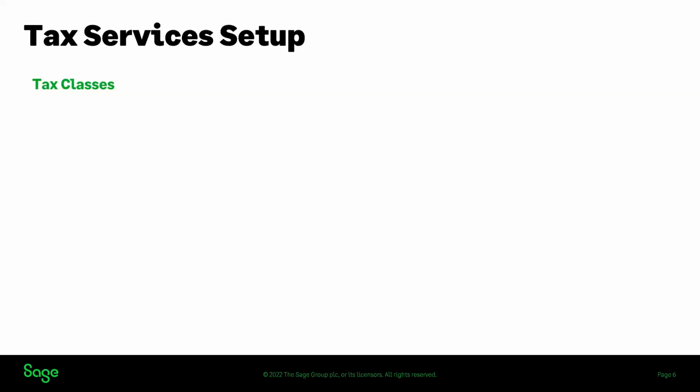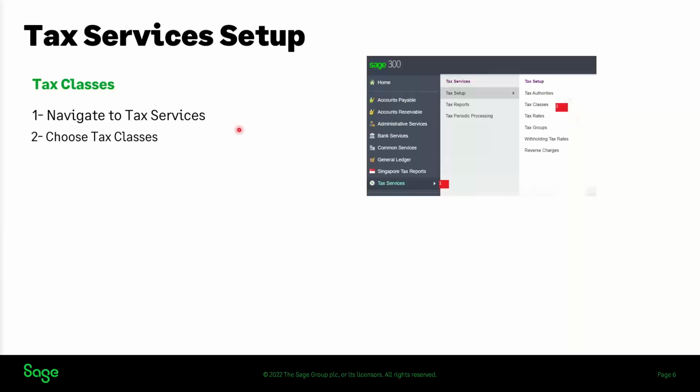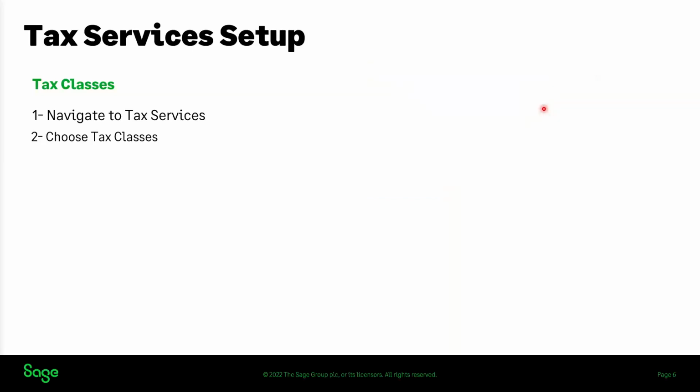So the first one, you will need to change your tax classes. How are you going to do that? First, you have to navigate to tax services and then choose tax classes. For example, in my screenshot here, first you have to click on this tax services menu, and then once the submenu appears, you have to click on tax setup. Once the submenu appears, you have to click on tax classes.